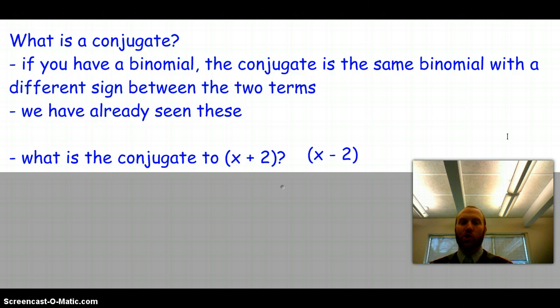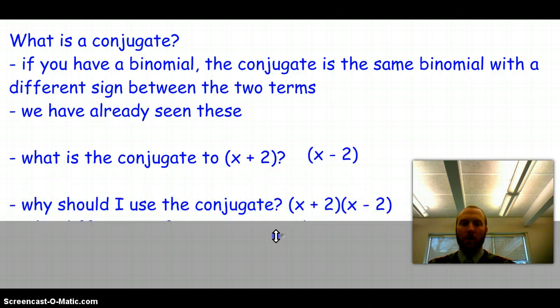So what's the conjugate to 2x plus 5? 2x minus 5. What's the conjugate of y plus 1? Y minus 1. As long as it is the two same terms with a different sign in between, you've got a conjugate.